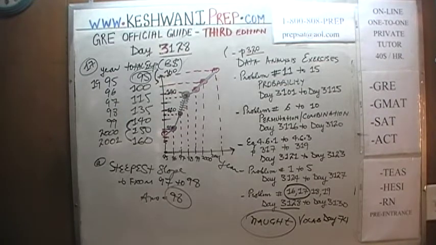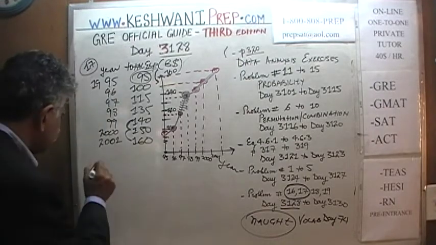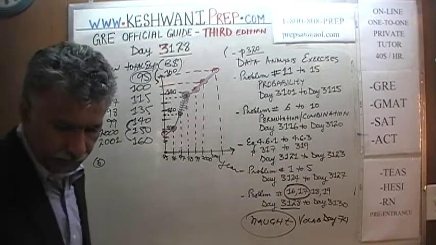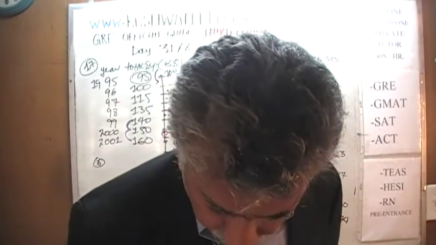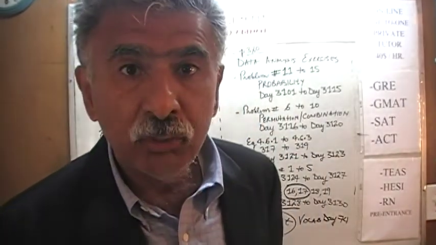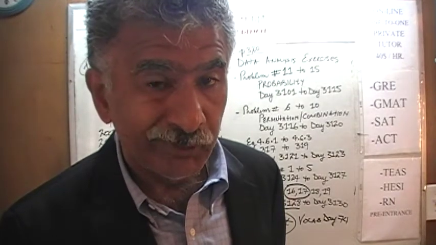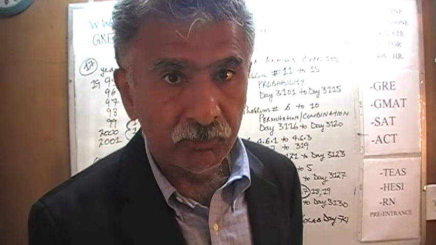Let's look at part B. In part B, it says, let me read it to you. Again, I'm not going to write everything. For the year 2001, it helps a great deal if you have the book in front of you, as I keep repeating like a parrot. You must have the book in front of you. Turn to page number 323 and read the problem to yourself.